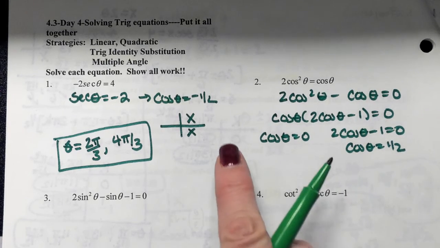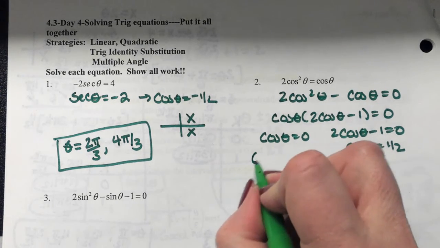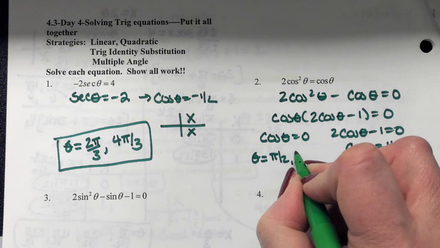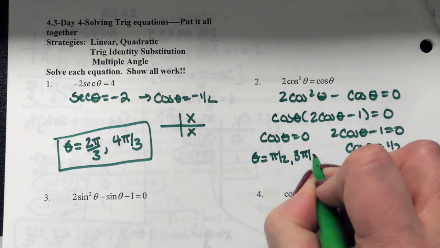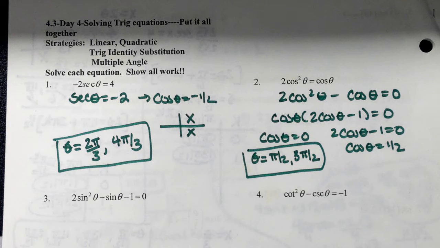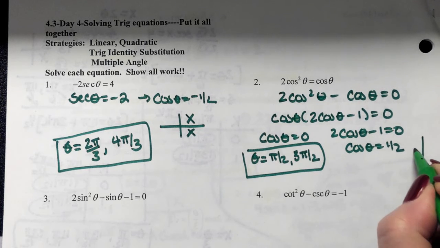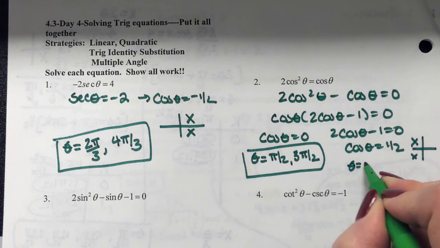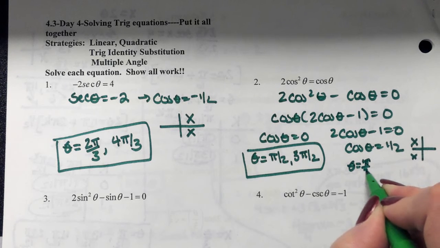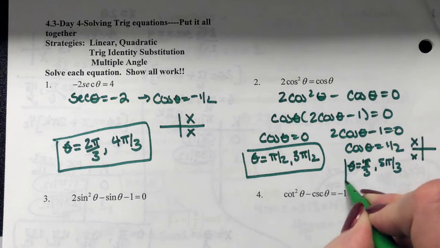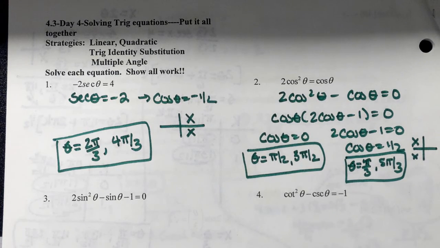So then where is cosine equal to 0? Cosine's equal to 0 at pi over 2 and 3 pi over 2. Remember, it's a quadrantal angle. It's down there on the y-axis. And then cosine is equal to 1/2. Remember, cosine's positive in quadrants 1 and 4. So the angles are going to be at your what? Pi over 3 and 5 pi over 3. So any questions on the second one?